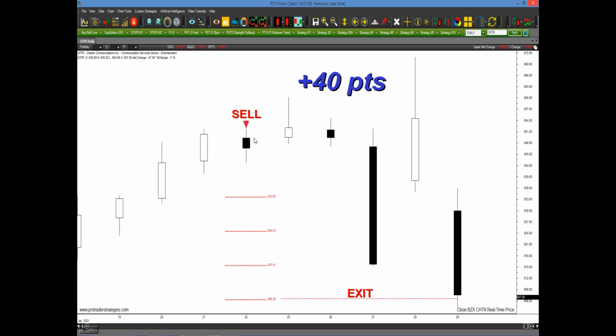Most likely, if you were in this trade and you got down to here, we would suggest at least moving a stop to break even. So on this trade, I believe at the very worst, you pretty much would have just broken even. And that's a lot better than losing money and then watching it go in your favor.